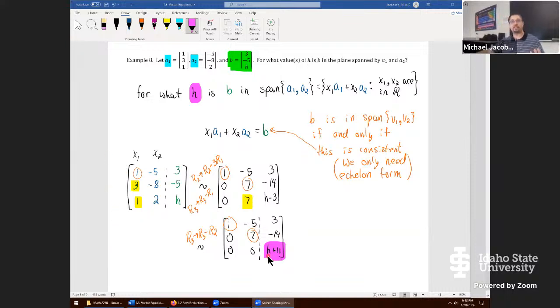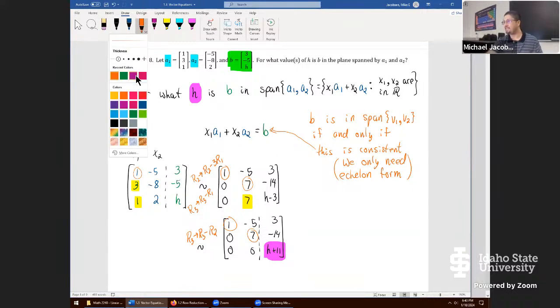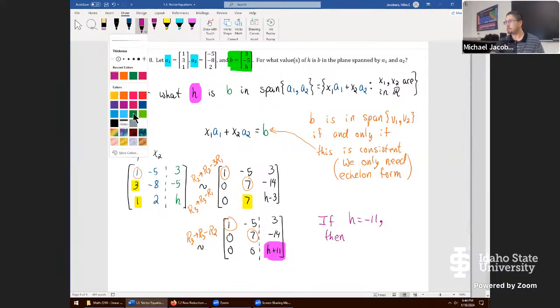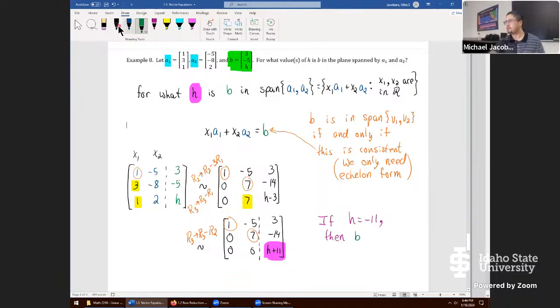So we'll just go here, throw it at -11, but we still have to write out our conclusion. Nothing too major, we'll just say, well, let me use something that's not a marker. Let's try again. If h equals -11, then B is in span of A1, A2. So that's our conclusion. Nothing major, just a quick blurb to finish off the problem.